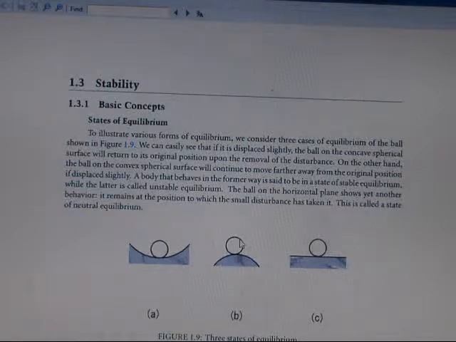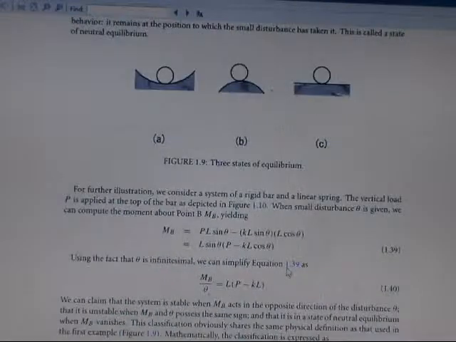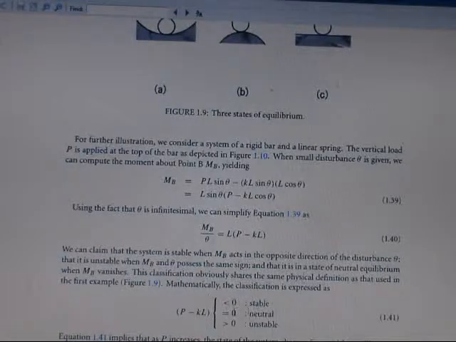Now we're talking about stability. Stability is a state of equilibrium. So this is a state of equilibrium. For a state of equilibrium, we use this equation: P minus K less than 0 is stable, equal to 0 is neutral, and greater than 0 is unstable.